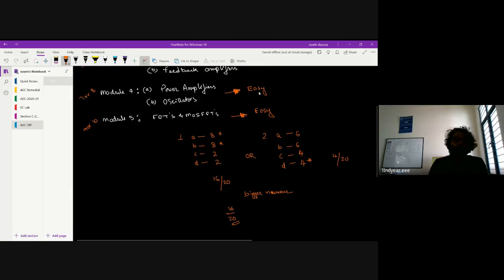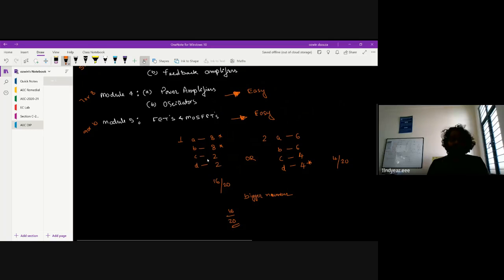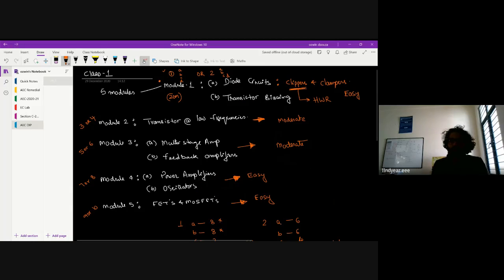Now, how do you ensure that you will be in a position to answer a complete question? That's possible if you read the entire content of a particular module. If you read, let's say, 40% from module 1, 40% from module 2, etc., and for your bad luck, if they do not ask any questions from the content that you have read, then you will be in trouble.